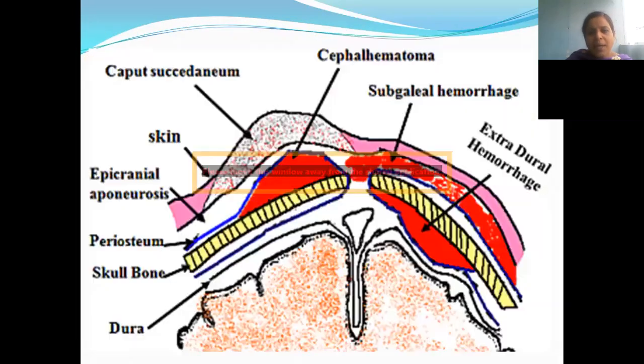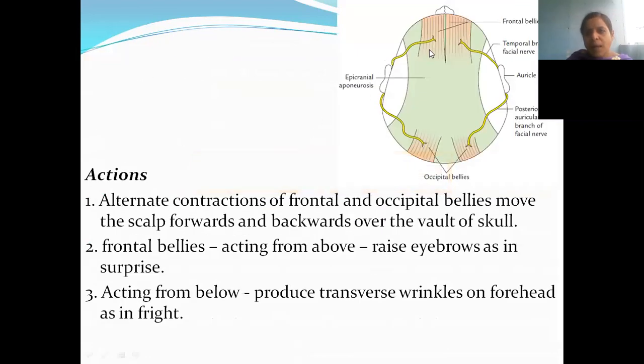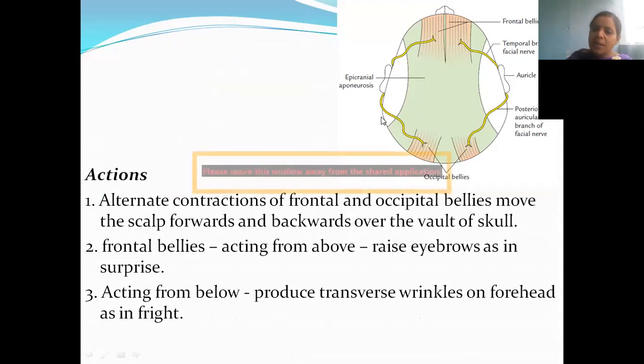See, for the motor supply, I gave you two nerves: the temporal branch of facial and the posterior auricular branch of facial. These are the two motor nerves. In front of the pinna, we have the temporal branch of facial. Behind the pinna, we have the posterior branch of facial.